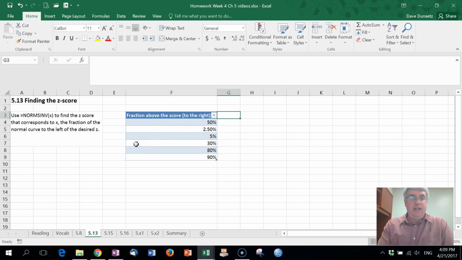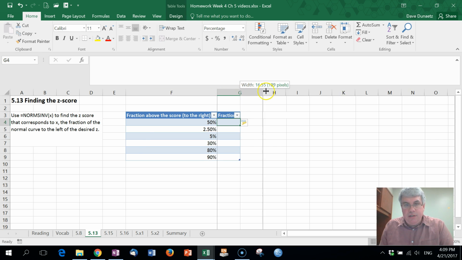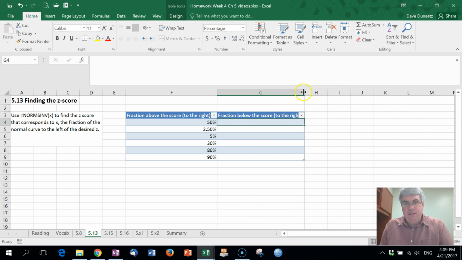Now to convert a percentage or a fraction to a z-score, we need the NORM.S.INV. And so we need to use the NORM.S.INV function, we need the fraction below the score to the left. So that's what we have to calculate now. So fraction below the score, and that'll be to the right of the score that we're looking for. So we'll do that. Let's make that column wider. A little wider.